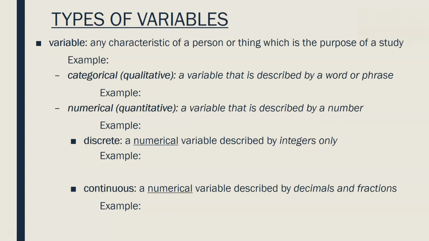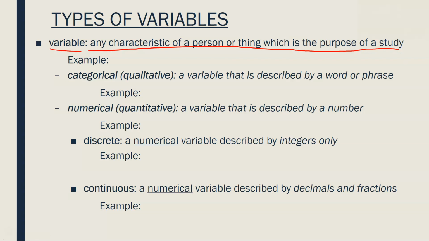Okay, so types of variables. So when we're trying to discover something about a population, those somethings that we're trying to discover, the specific things that we're analyzing, are called variables. So a variable, when I'm talking about statistics, is any characteristic of a person or thing, which is the purpose of a study.